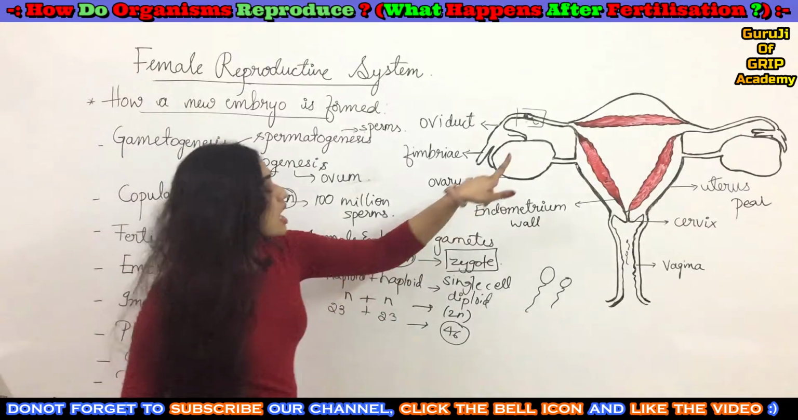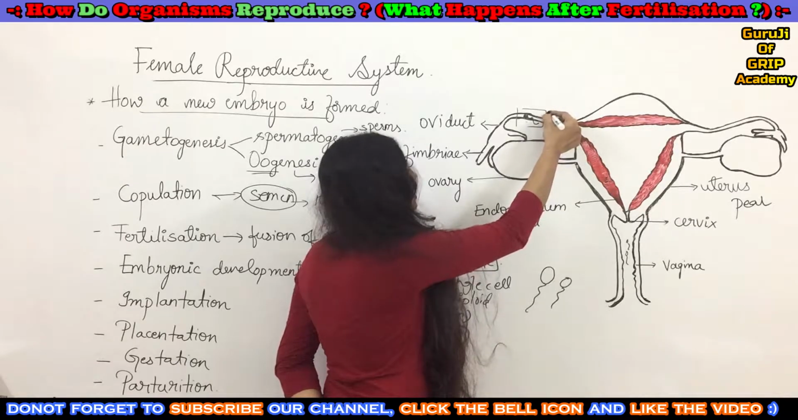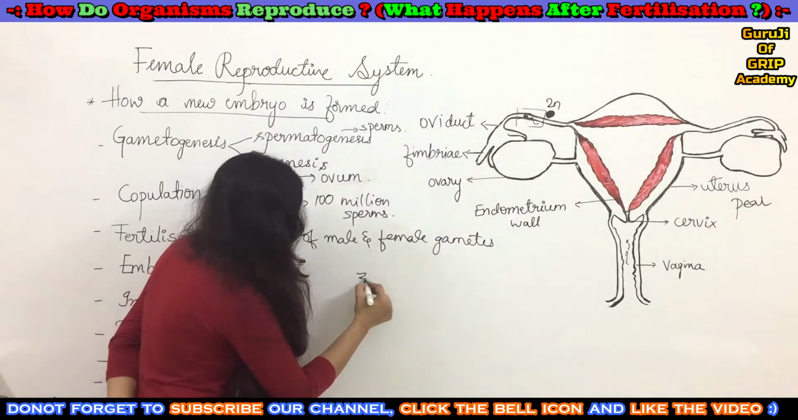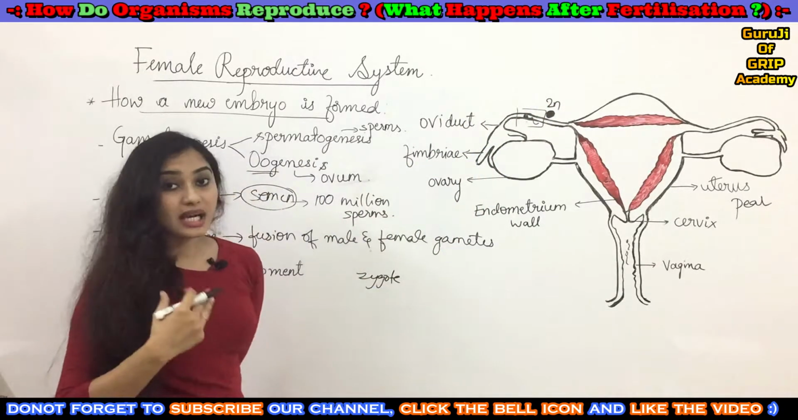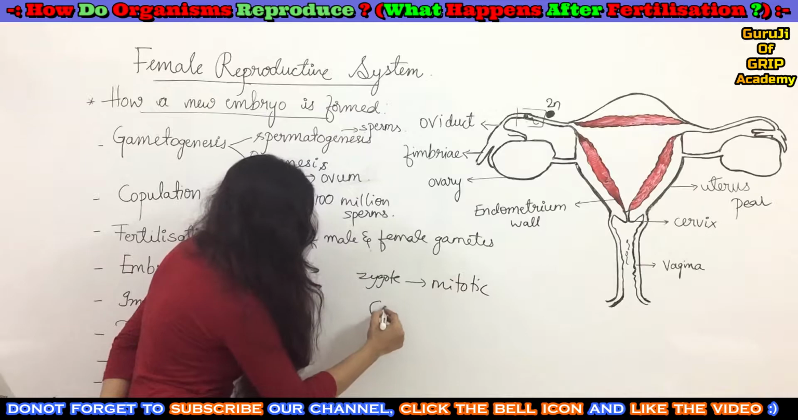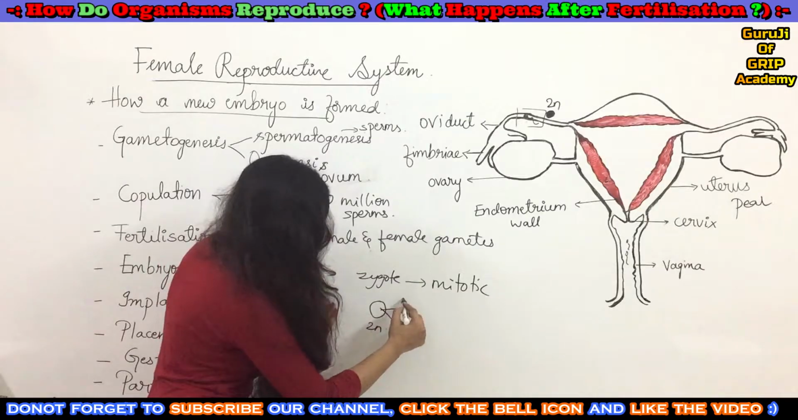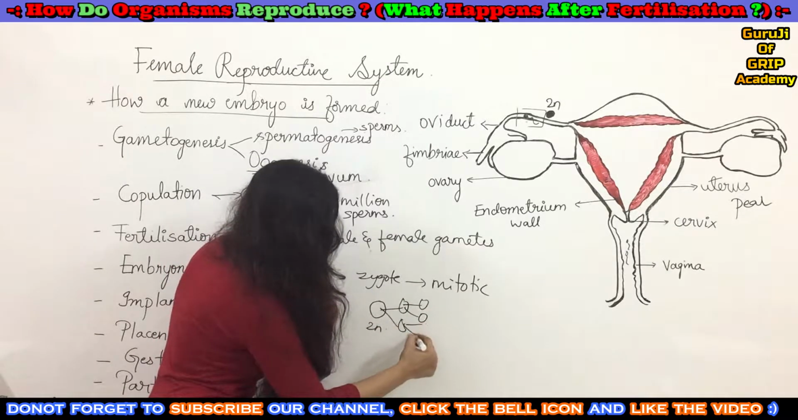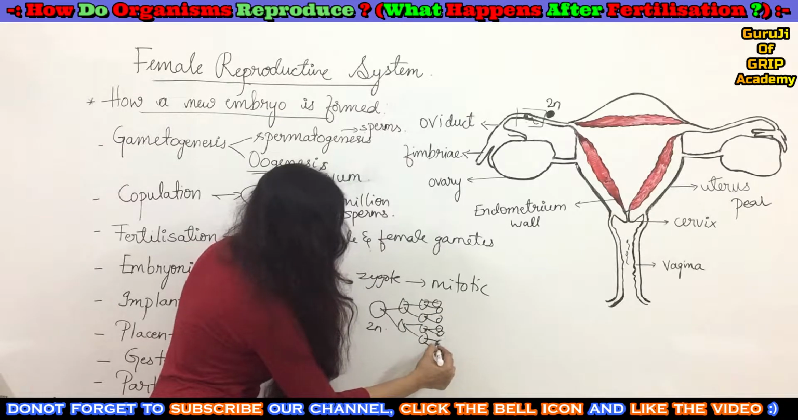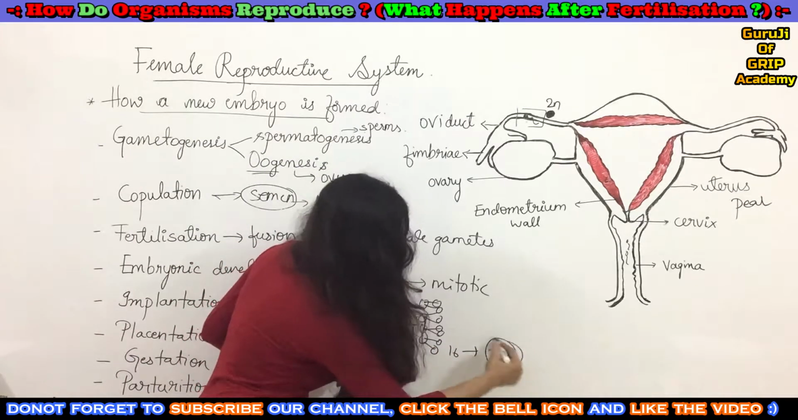After fertilization, a zygote will be formed, right? A single celled diploid zygote will be formed here. So this zygote will undergo continuous mitotic division, which means there is one cell which is 2n in number. It will keep on dividing in double, like it will become 2, and 2 cells will become 4, and 4 cells will become how much? It will become 8, and 8 will become 16, and 16 will become 32.